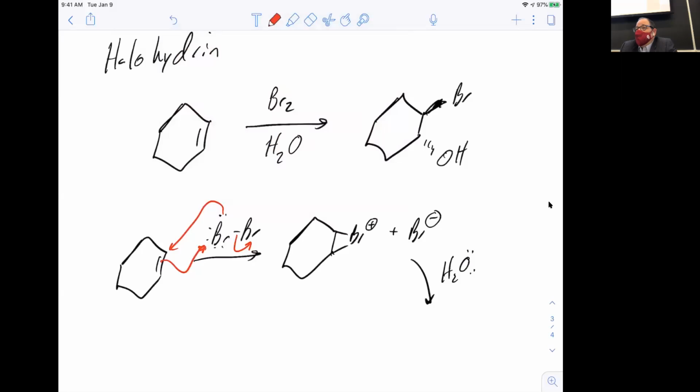Now, which of these two are we going to have in higher concentration? How much bromide are we going to have at any one time? Well, the bromide is only going to be the amount of bromine that has left, right? So we're only going to be creating the bromide when this process occurs here. How much water do we have? Well, as much water as we have in the solution.